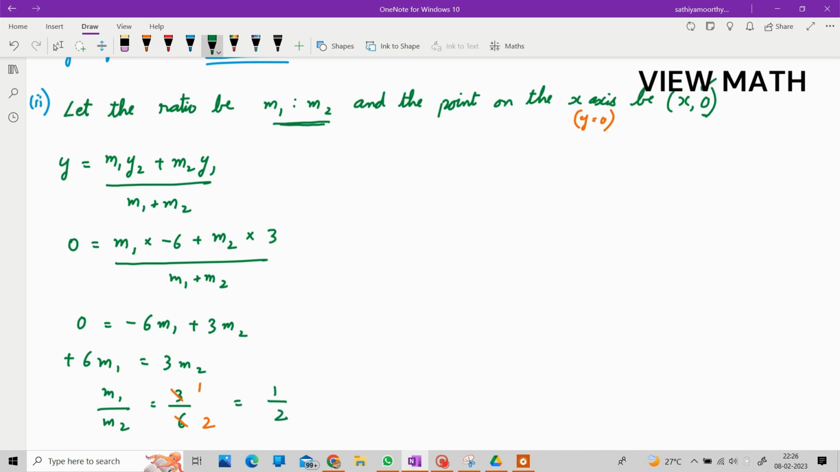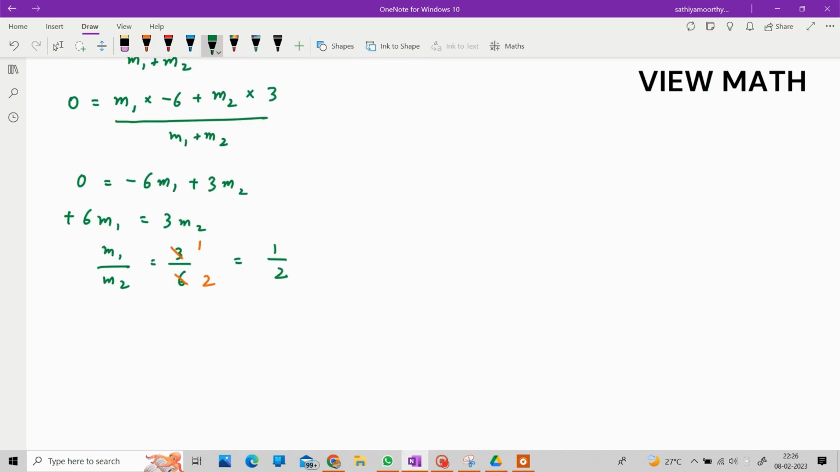So we have found the ratio. Therefore, m1 is to m2 is equal to 1 is to 2. So we have found the ratio, which is equal to 1 is to 2.